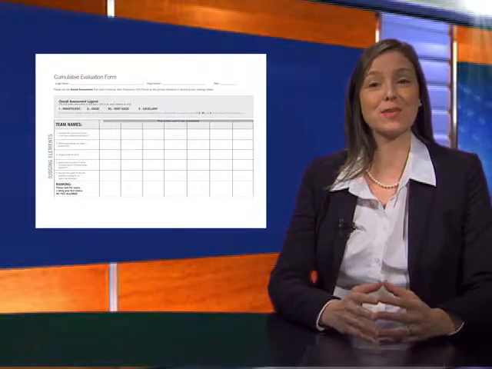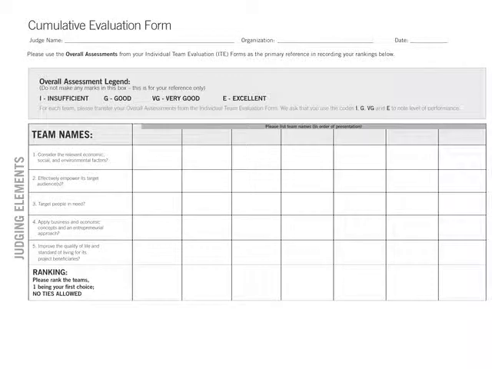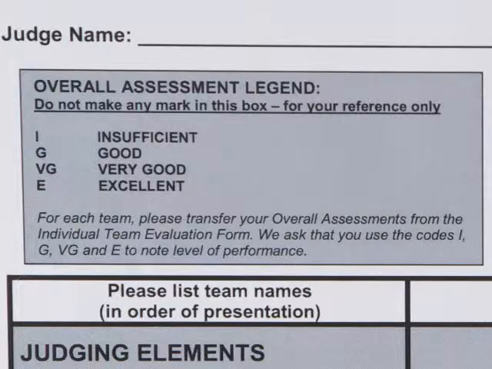Finally, let's look at the cumulative evaluation form. Before the first team presents in your league, please take a few minutes to write in the names of each of the teams at the top of the form in the order that they will present. Also at the top of the form is an overall assessment legend, which you will use as a basis for final marks and rankings. After each team presents, you will look at the overall assessment you recorded on the individual team evaluation form for each element and give the team an appropriate mark on the cumulative evaluation form.